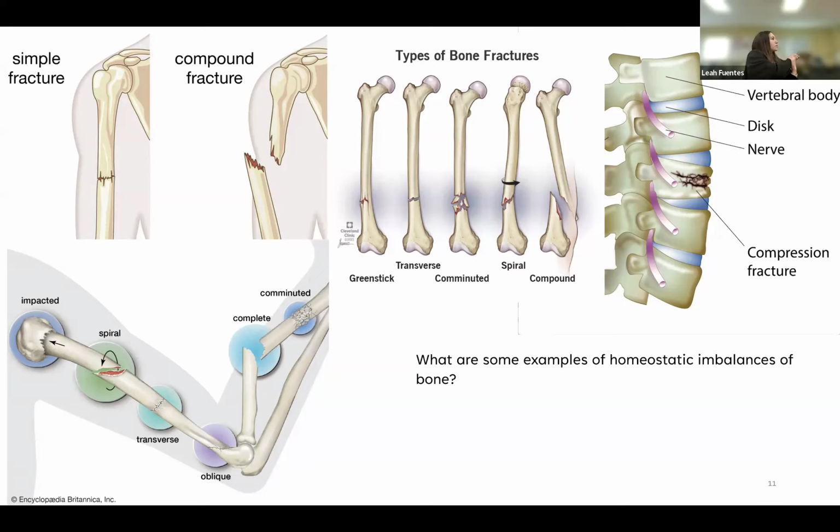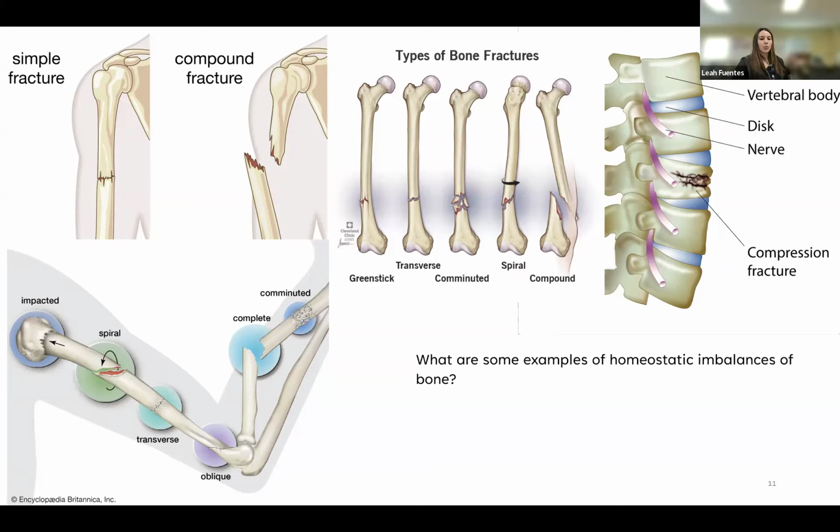And then let's see, spiral is here. This is the result of twisting. So the bone breaks due to excessive twisting. And some of these that are on here are a little bit extra. You guys don't need to know these, but I thought it was worth going over since it is on your notes.